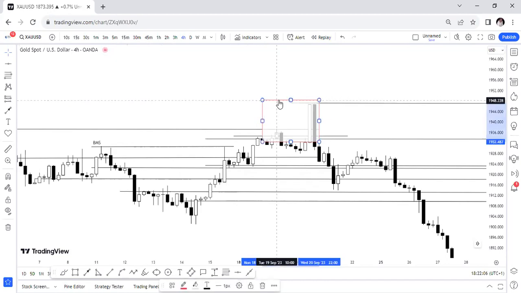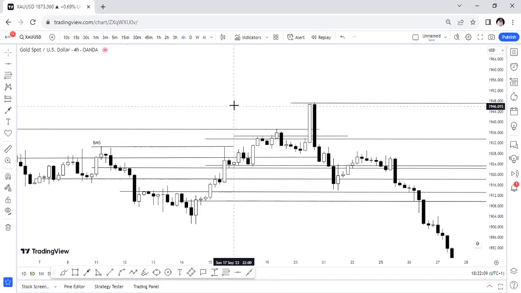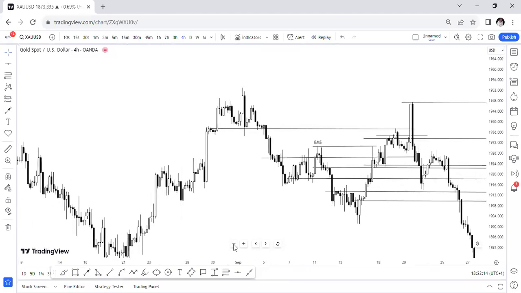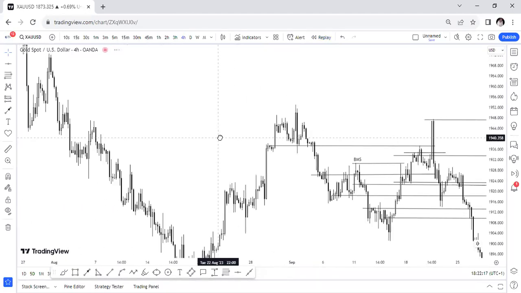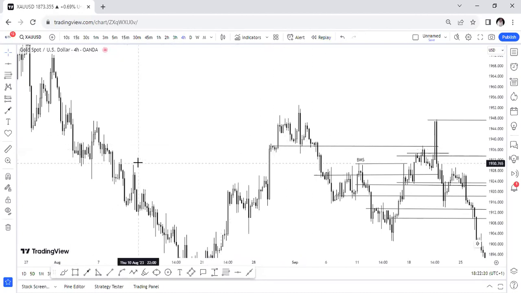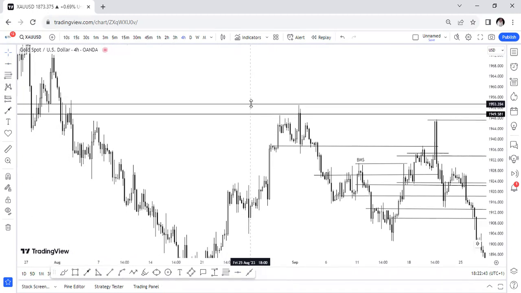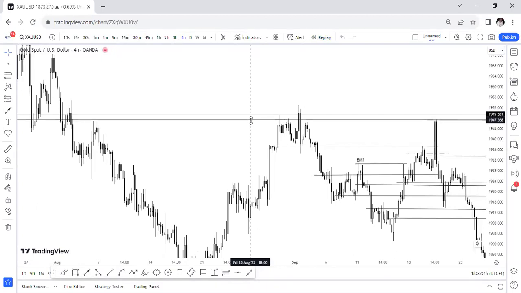Let me remove this so you can see the wick. I want to see where this thing is coming from. Yeah, so it's coming from this place. You see this? This is the first fresh level. This is another fresh level. This is another fresh level here. A fresh level here. No, that's not a fresh level. This is a fresh level.